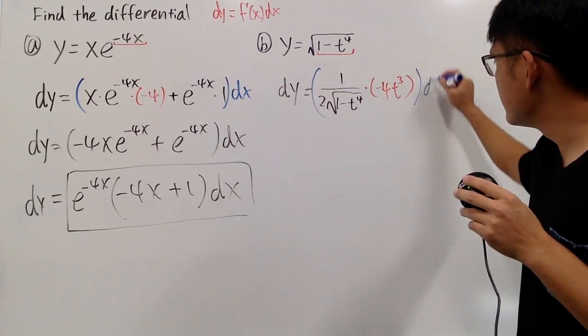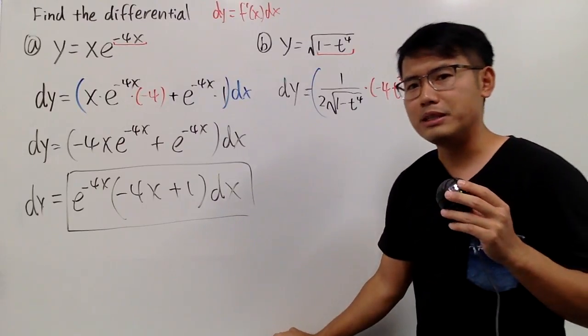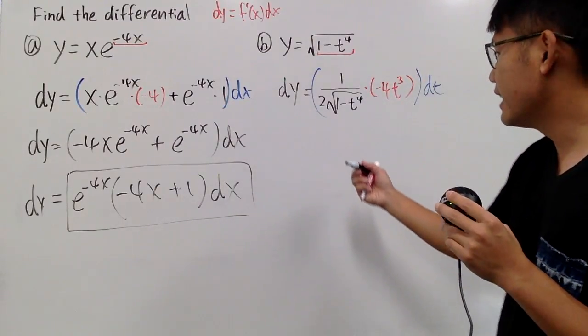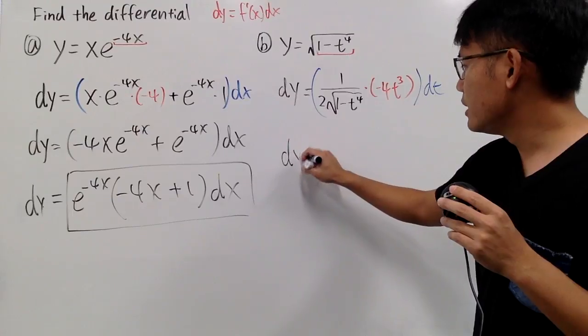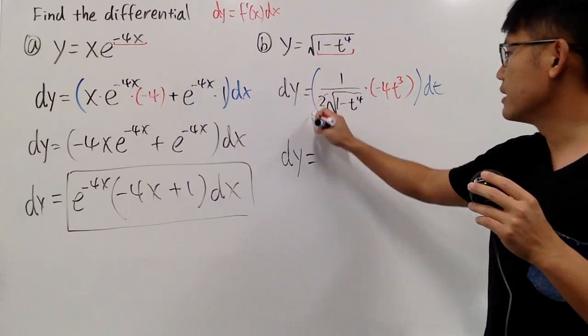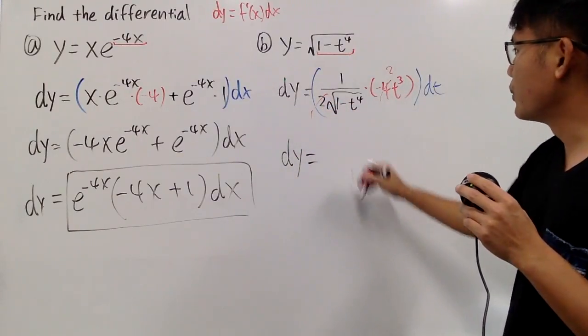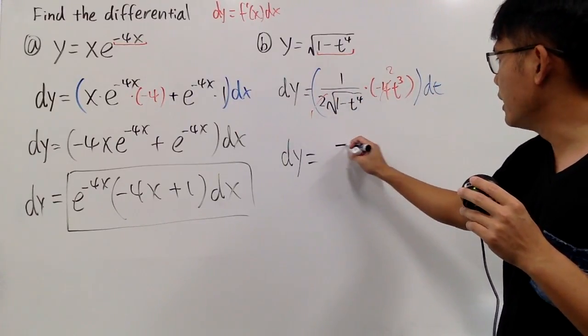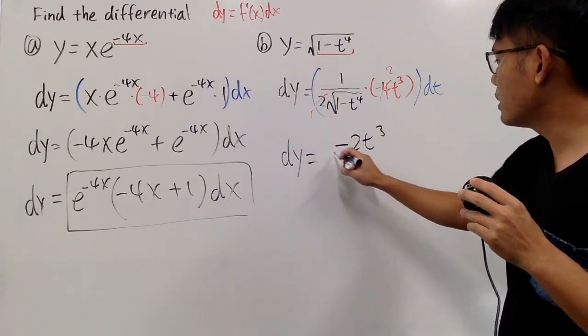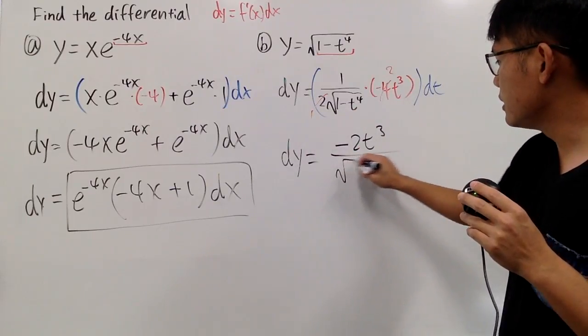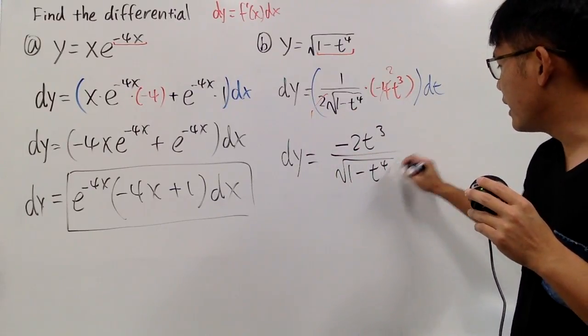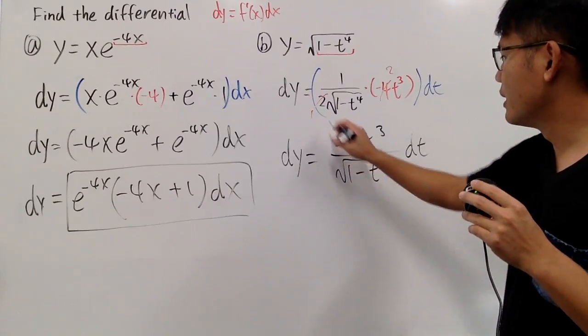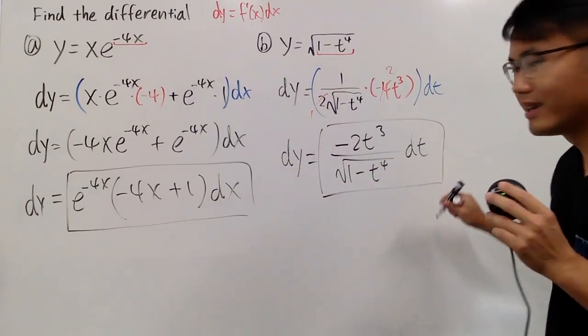We multiply by the dt here, so you can get the differential. And then we'll just clean things up. dy is equal to, cancel this, right? So we have 1 times negative 2 t to the 3rd power, so I'll put down negative 2 t to the 3rd power over this only on the denominator. And then you have the dt right here. And with that, we are done.